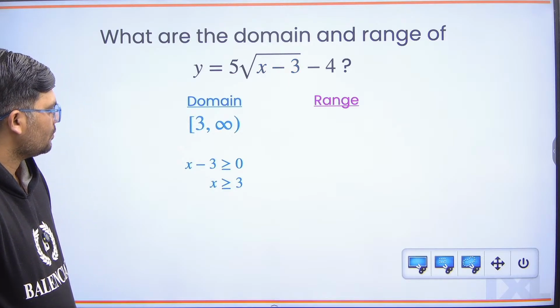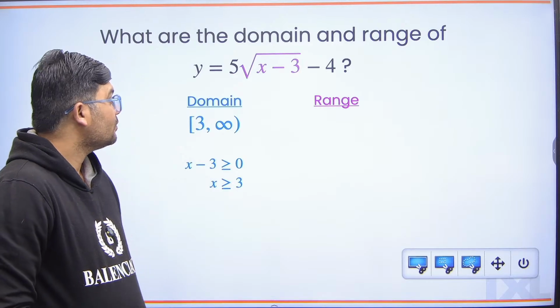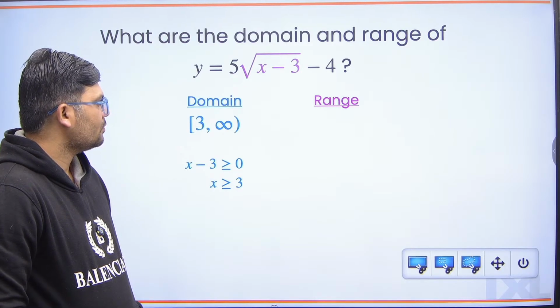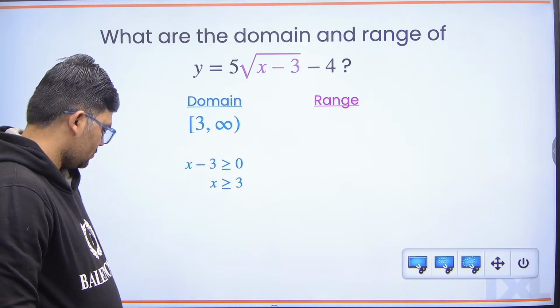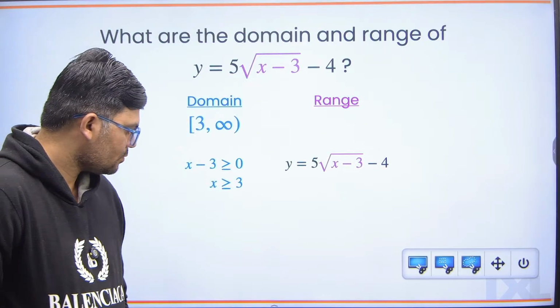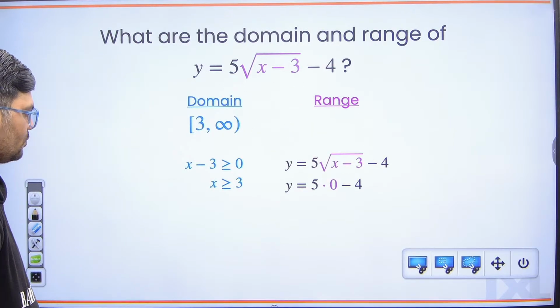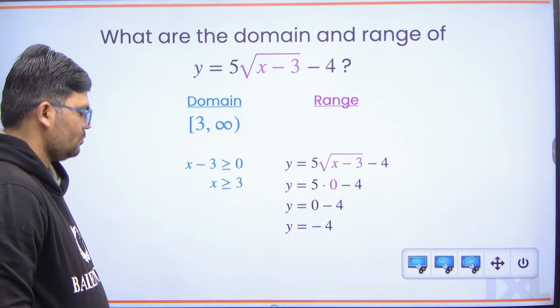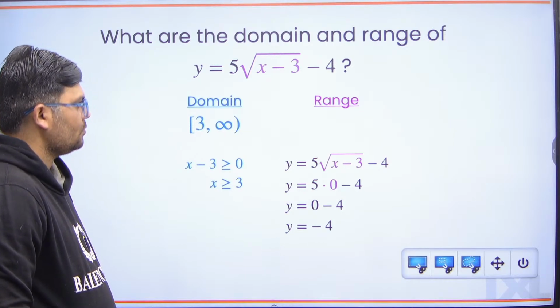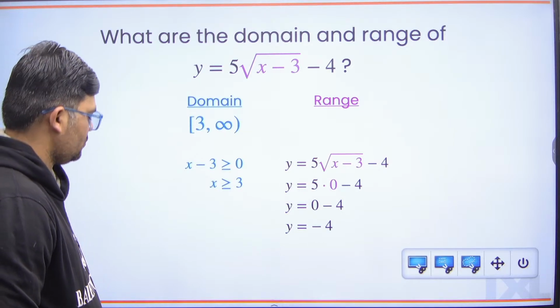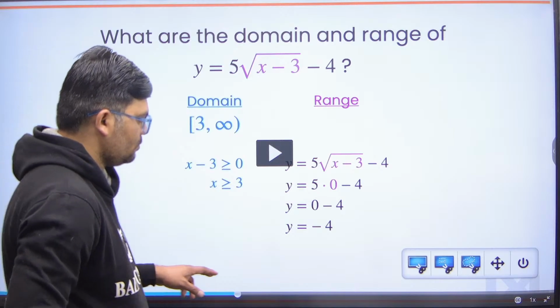We also know that the value of the radical itself must be greater than or equal to 0. So to find one end of our range, we can find the value of y when the radical is 0. Simplifying the right-hand side, when the radical equals 0, y equals negative 4. This could be the minimum or maximum value. Understood?